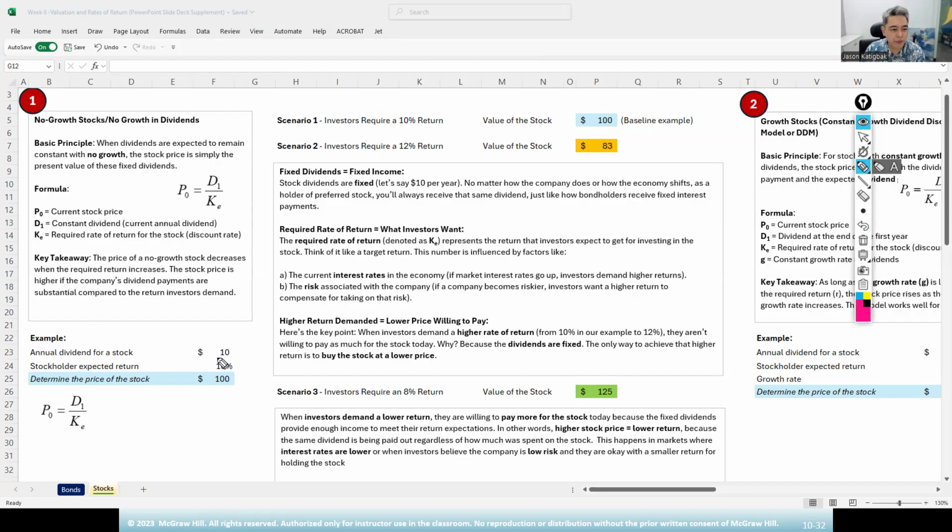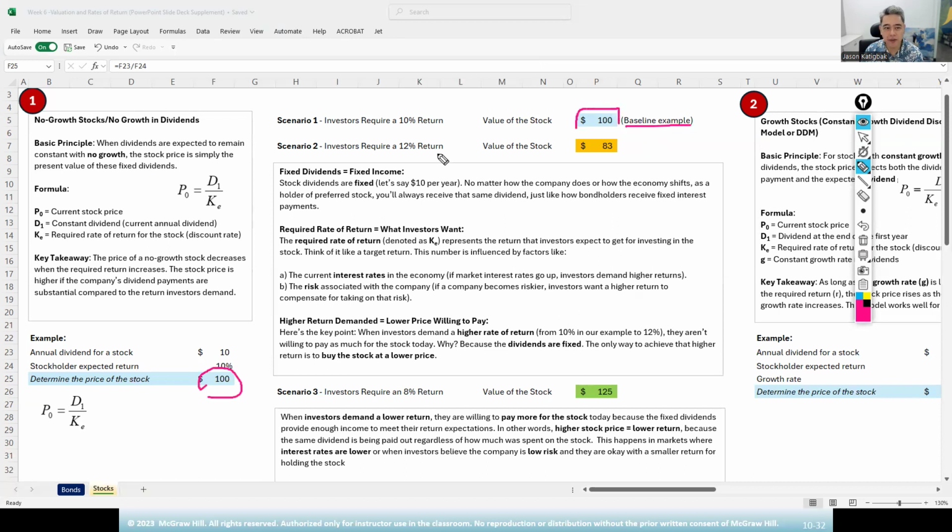Now, if I have here a $10 annual dividend, and your required rate of return, or the expected return from the shareholders or investors or stockholders, is 10%. So the value of the stock, which is the one that we're trying to solve for in all the scenarios, is basically $10 divided by 0.10, which is this formula, basically $100. As simple as that. So not too crazy compared to bonds, right? And this is our baseline scenario. Our baseline example is $100.